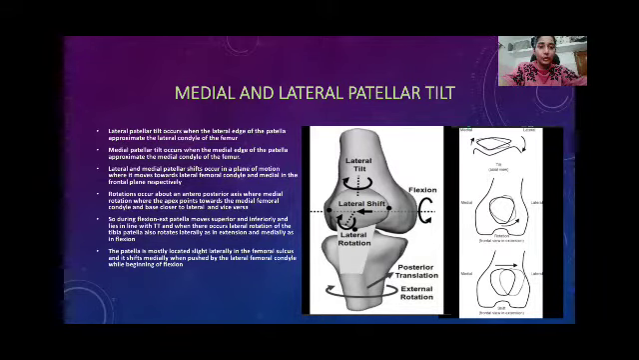The patella is mostly located slightly laterally in the femoral sulcus, and it shifts medially when pushed by the lateral femoral condyle at the beginning of flexion. Here you can see the shift. So the shift occurs in the frontal plane, and rotations in the AP axis, and these are the tilt.